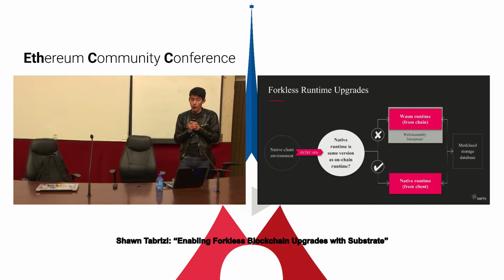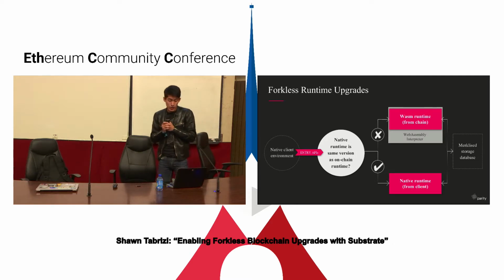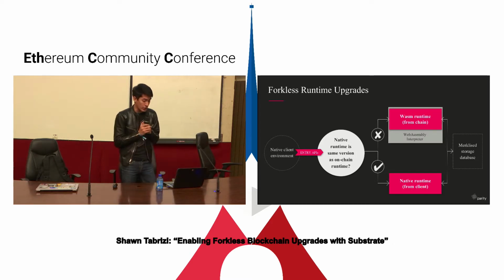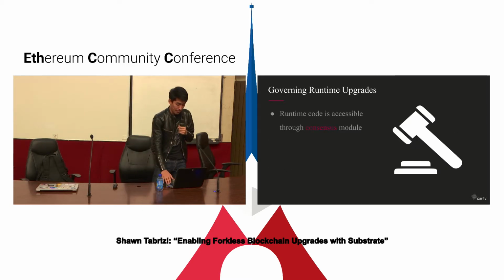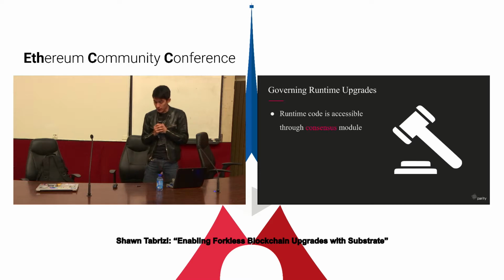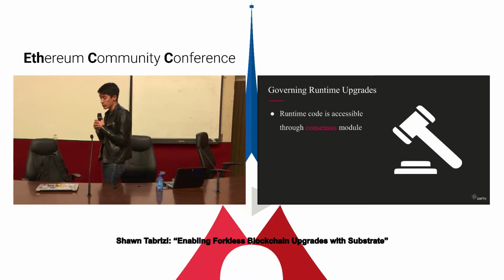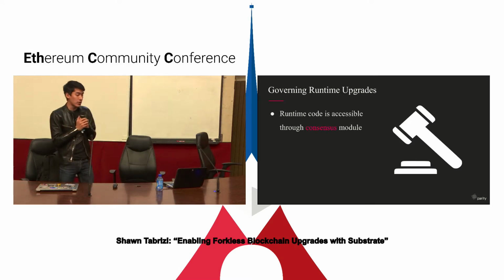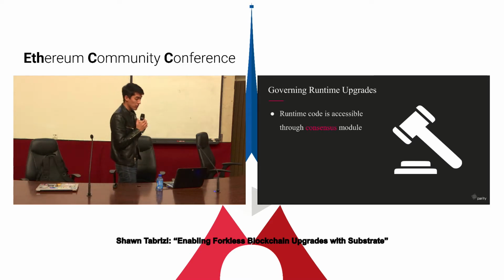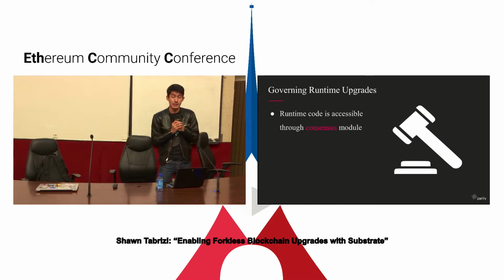One of the things to talk about when you're talking about runtime upgrades is that it's obviously a very powerful process and needs to be treated as such. So when we talk about how you can upgrade your chain, we also need to think about the governing rules around upgrading your chain. The runtime code is stored in our Substrate database, which is basically a key-value store, under a special key called code, and it's accessible through our consensus modules, one of the modules that you get when you build on Substrate.